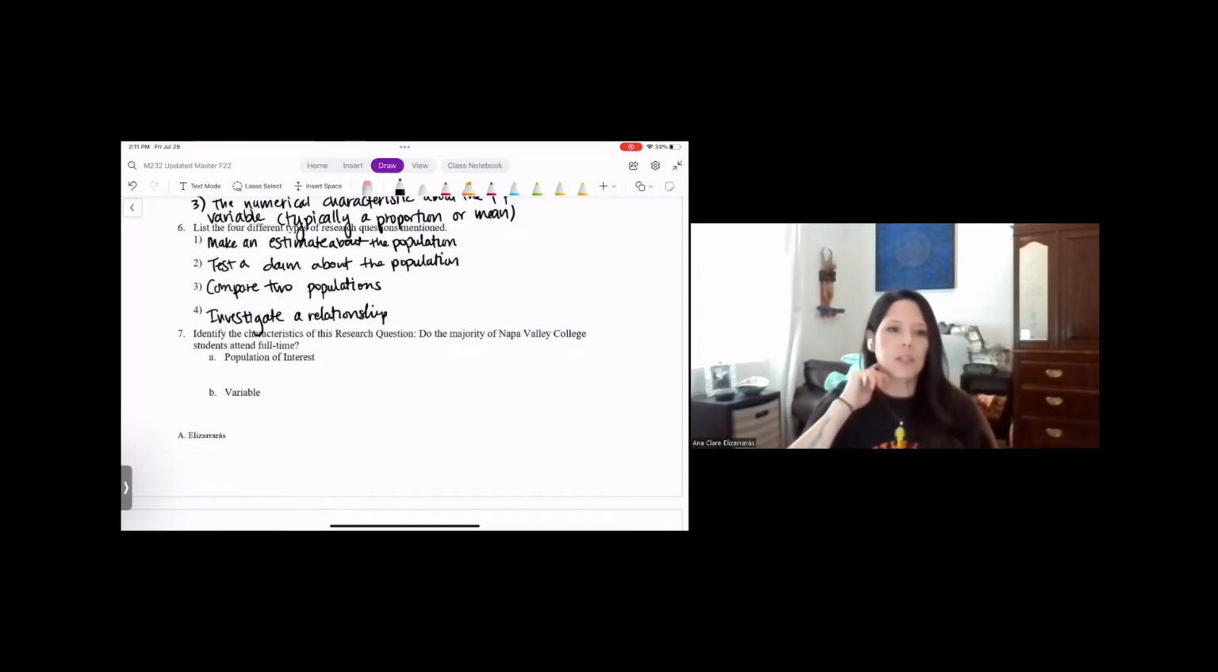In a research question, we want to identify different types of characteristics. Remember that there are 3 things that we wanted to include. We needed the population, we wanted the variable, and we wanted the numerical characteristics. So here's an example of a question, and we want to be able to identify those 3 things.